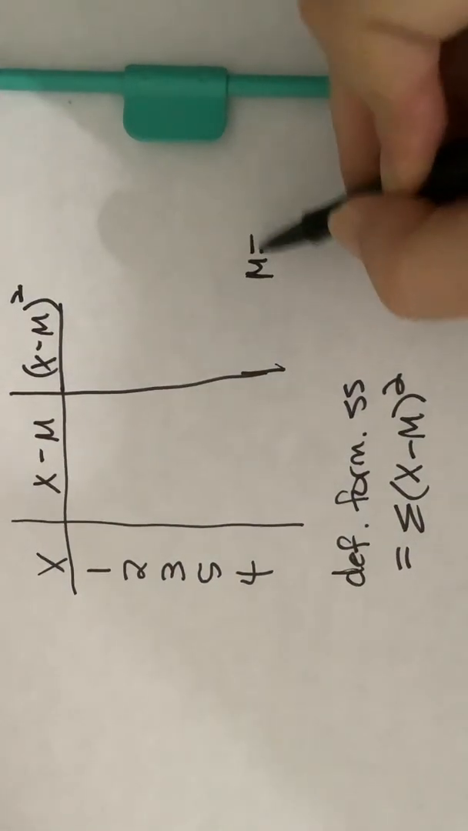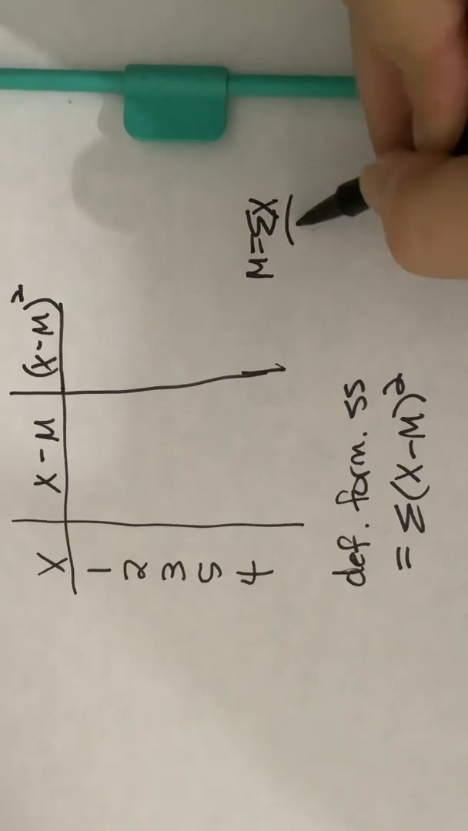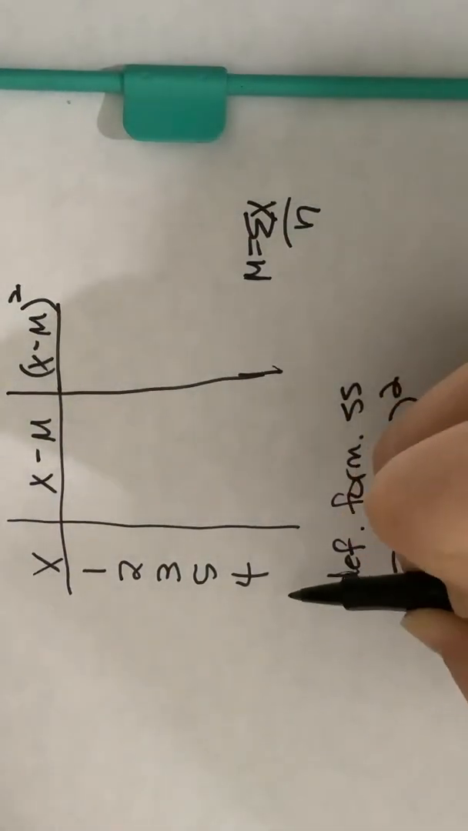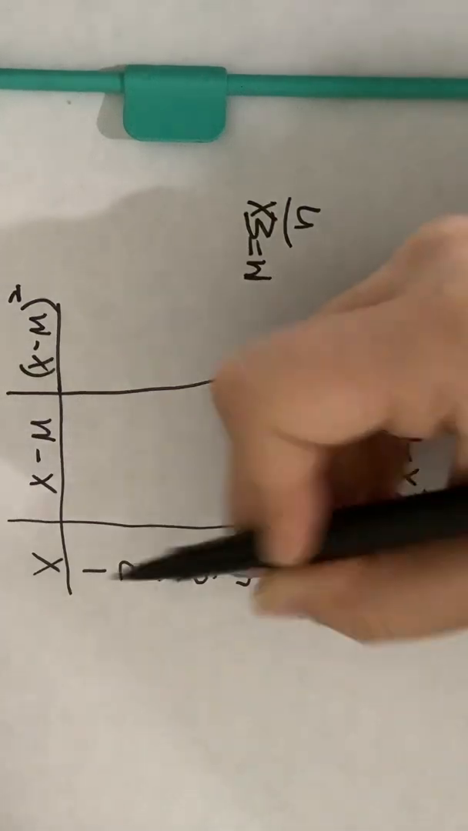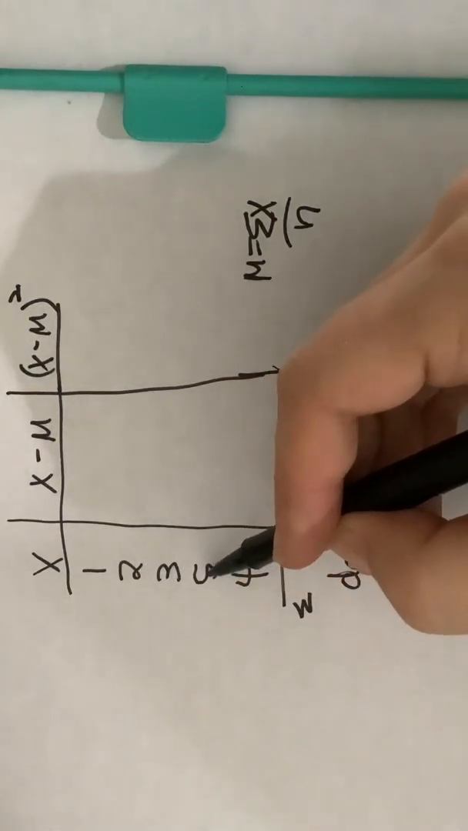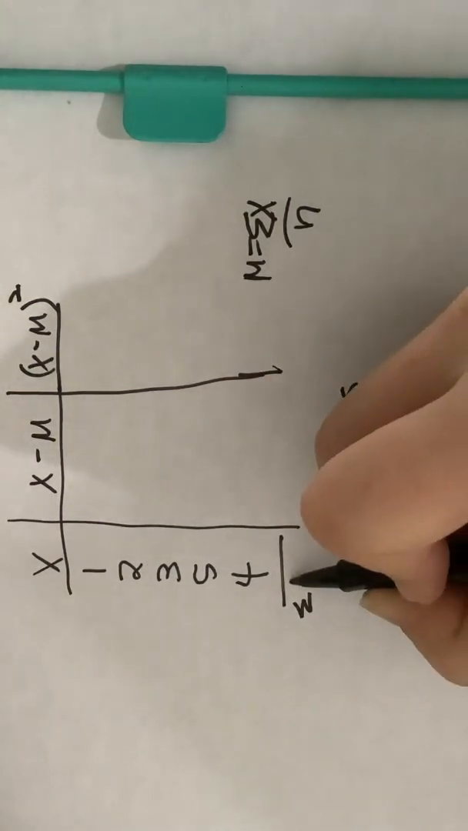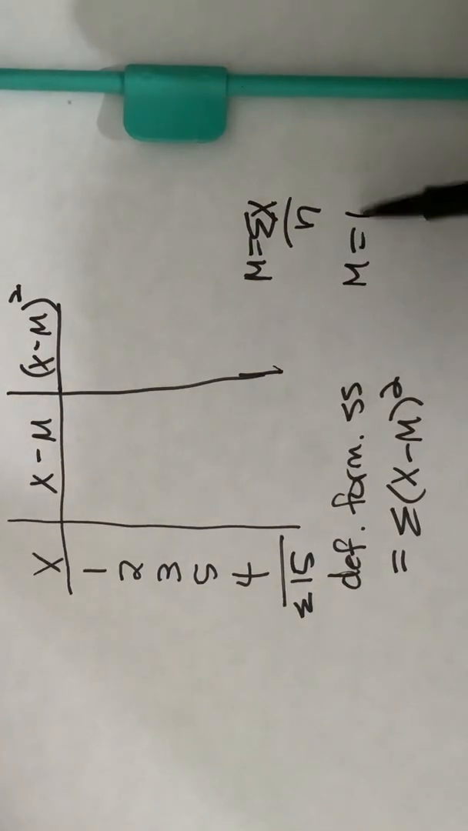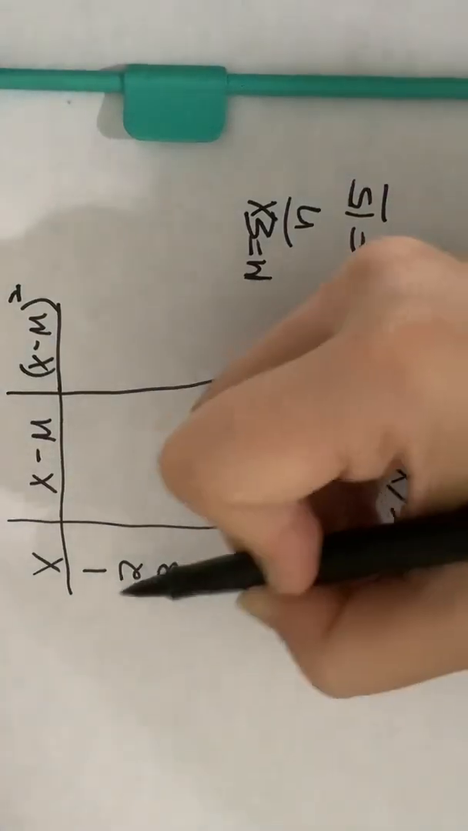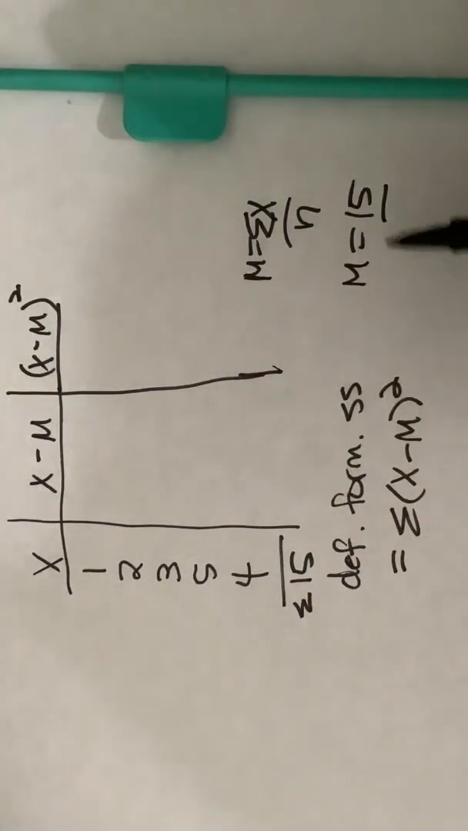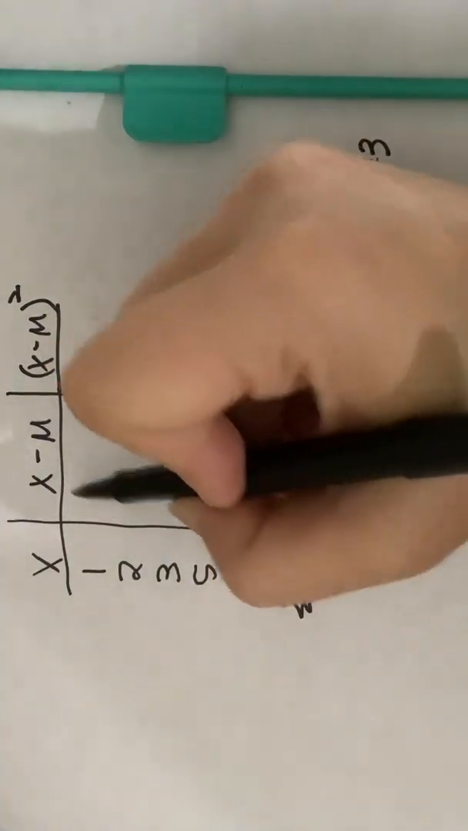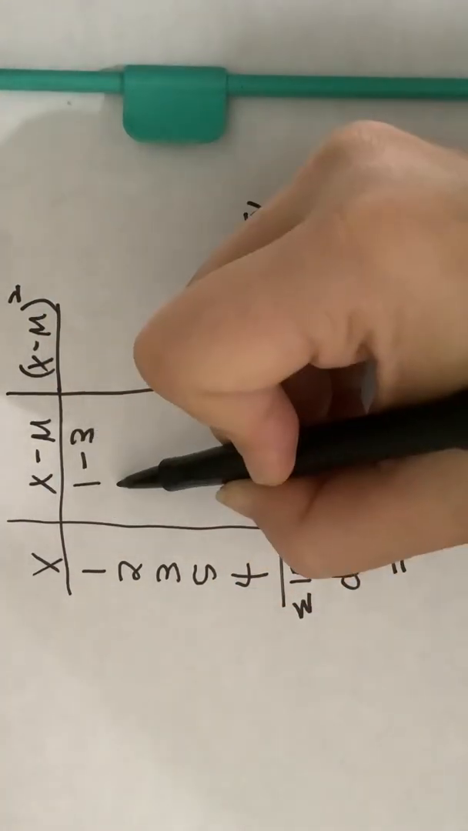So our mean is going to be the sum of x over n. And so we're going to sum up our x. If we sum this up, we get 1 plus 2 plus 3 plus 5 plus 4, which equals 15. So then our mean is going to equal 15 over 5, which equals 3. We are now going to do our columns.